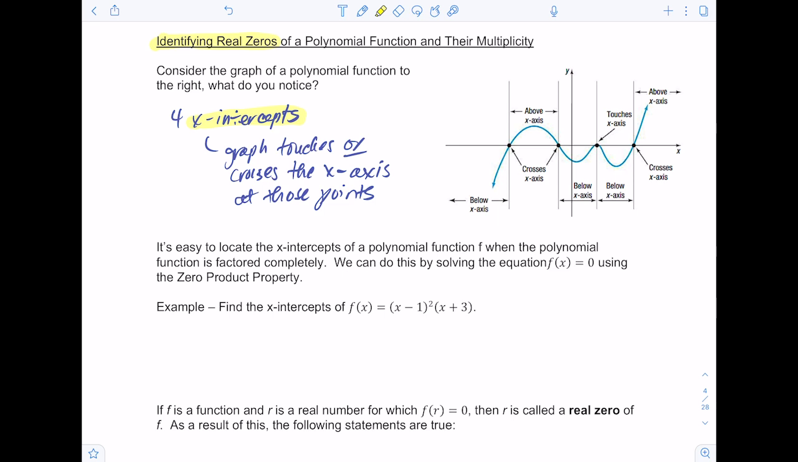And in some places, the graph is going to cross through the x-axis. In other places, like here, it's crossing through. In other places, it's just going to touch the graph there and kind of turn directions.